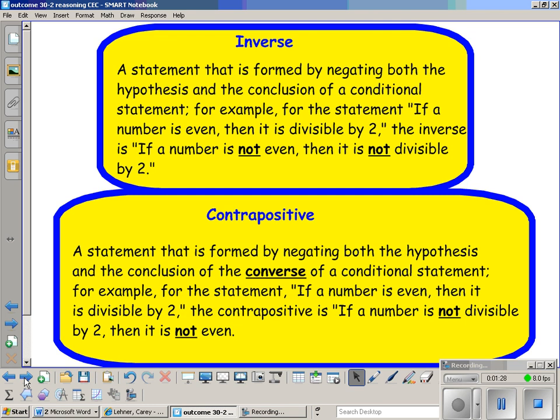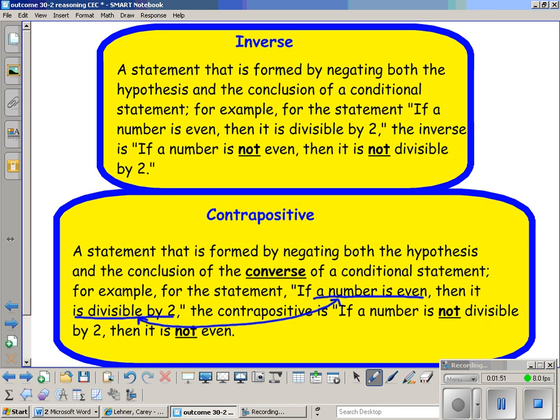Let's just have a look at what happened here. So we have our conditional statement. We're talking about a number being even and it being divisible by 2. Now, in a contrapositive, we're going to put the word not in front of each of these statements, but we also have to flip these statements around to make it the converse.